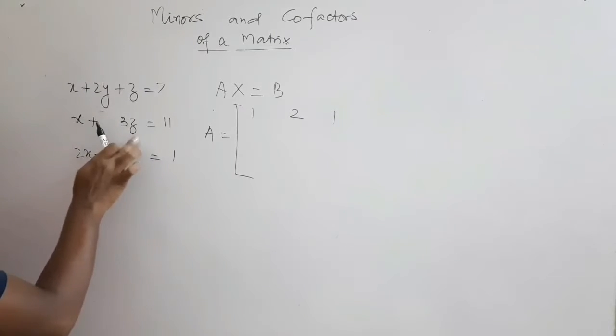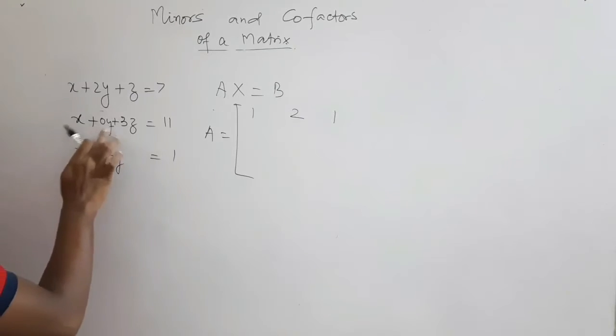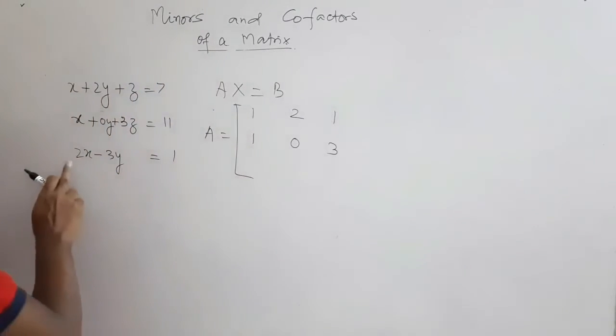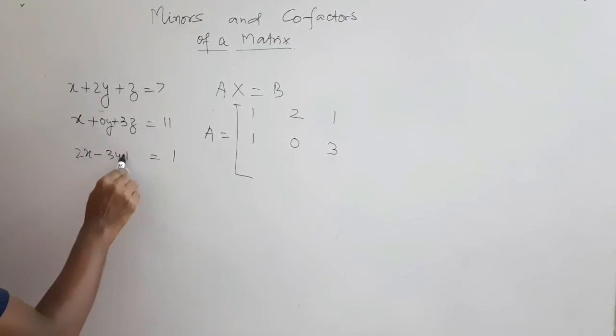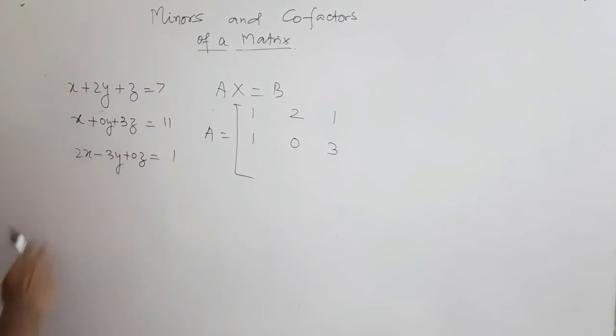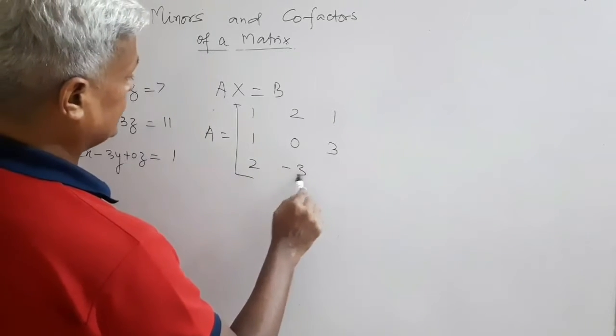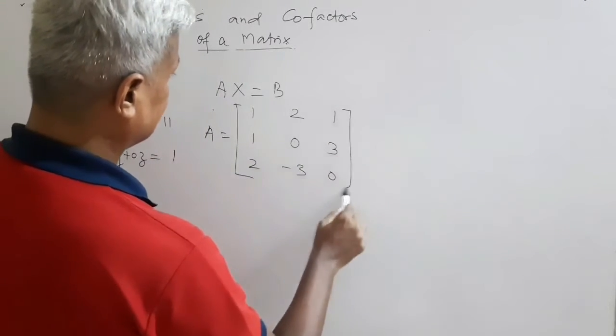And here, you have x and z, no y. It means you can take it as 0y. So 1, 0, 3. Then you have x and y but no z, so you can write 0z. So 2, minus 3 and 0.